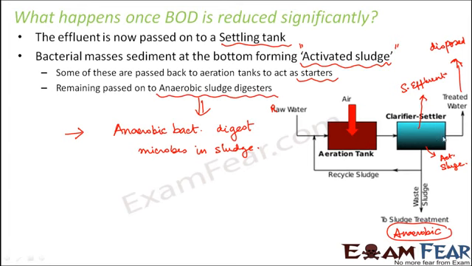In the settling tank, the effluent separates from the sludge. Effluent is directly disposed of into water bodies, whereas a part of the sludge is used as a starter in the aeration tank so that it can start the process of secondary treatment, and the remaining is passed on to anaerobic digesters, where anaerobic bacteria in the absence of oxygen will digest the microbes in the sludge. So this is how the entire process takes place. I hope that you understood the process. If not, please recap and understand the entire process.